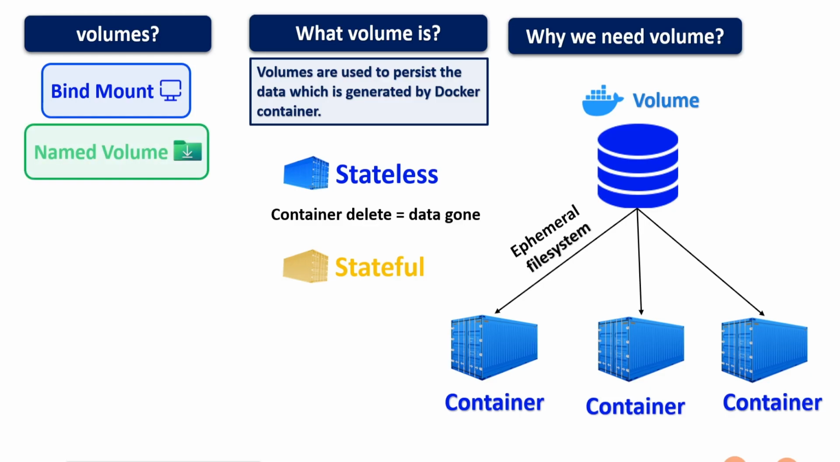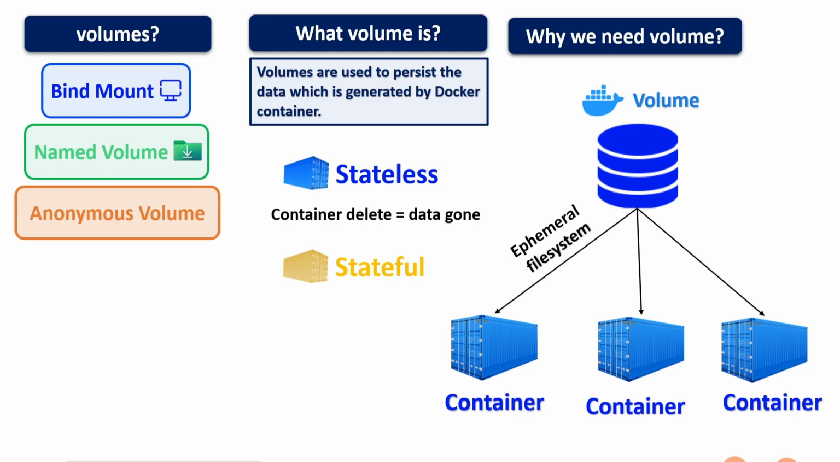Second, you have the named volume. As the name suggests, you create a volume, give that volume a name, and map that volume to the container path. This is the most recommended way of using volumes. In industry you will see we mostly use the named volume, and somewhere we also use the bind mount. Then the third one is the anonymous volume.